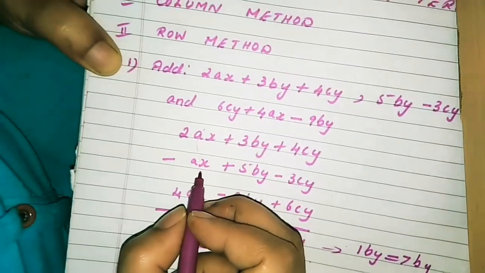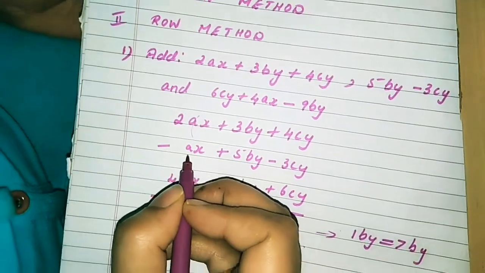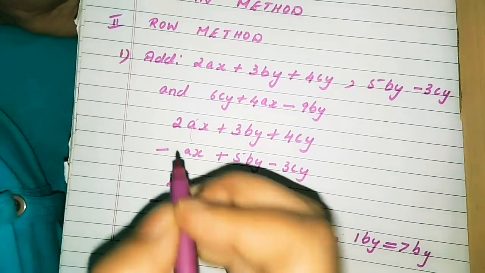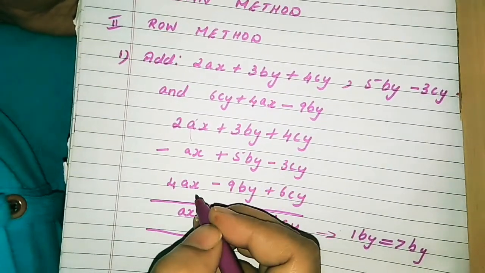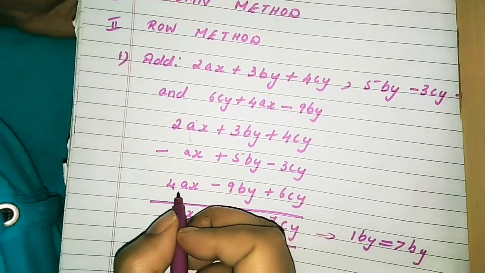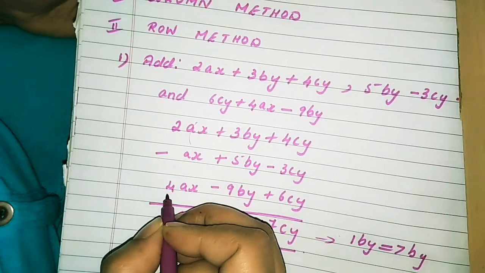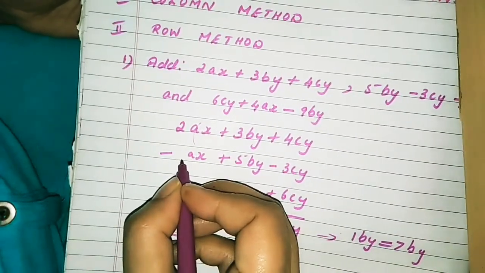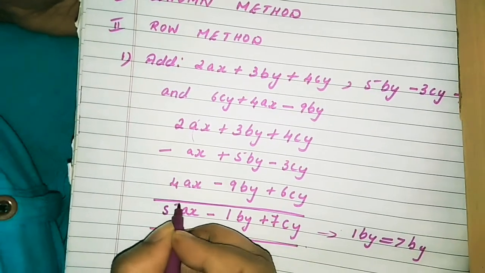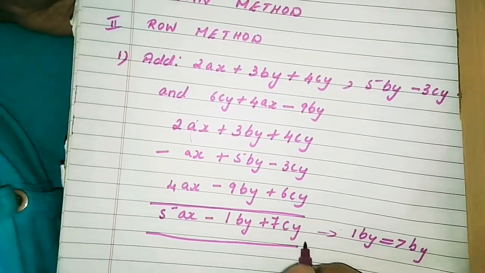Even here, what I see is minus ax. Even if they give you minus ax, that means it is 1ax. First we will add the numerical coefficients of the same sign. 4 plus 2, they carry the same sign, they're positive. So 4 plus 2 gives us 6. Then 6 minus 1 gives us 5. So this is your answer: 5ax minus by plus 7cy.